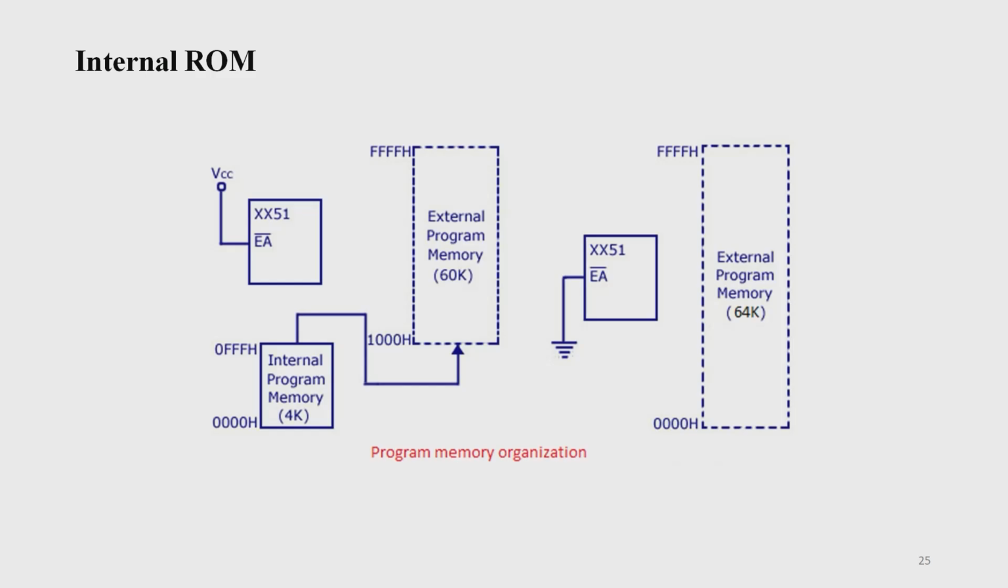The next memory in the 8051 is internal read-only memory. Here we can see two sets of diagrams. One shows the external access pin, from the 8051 pin configuration, connected to VCC, and the next shows the external access pin when it is grounded. Two cases are possible when we discuss the internal read-only memory.